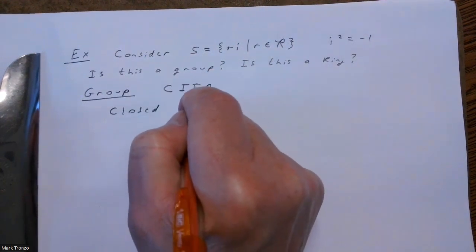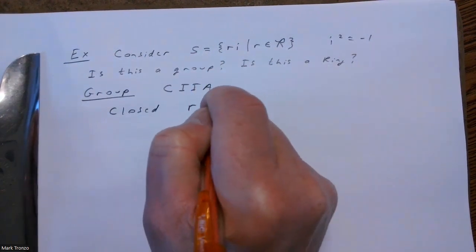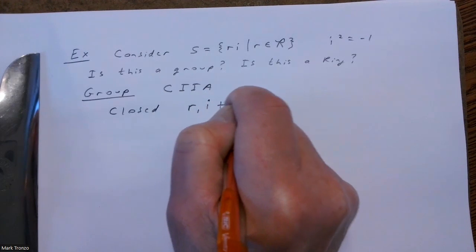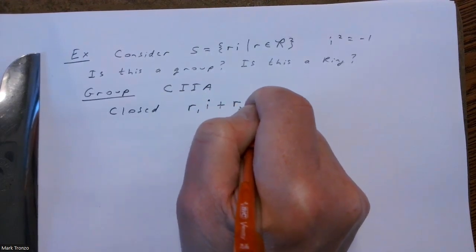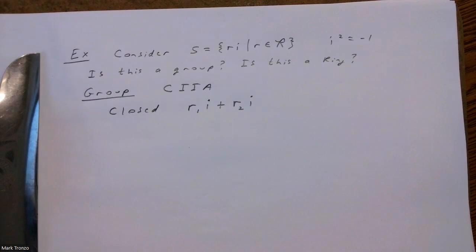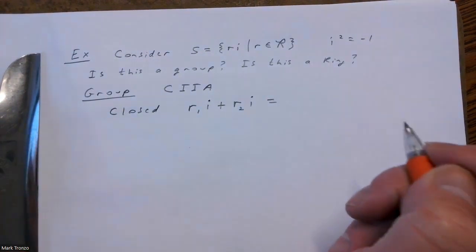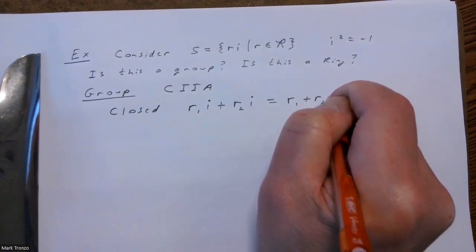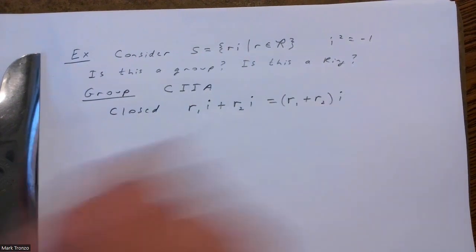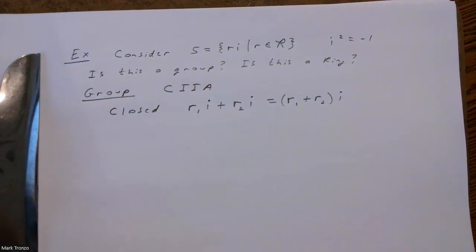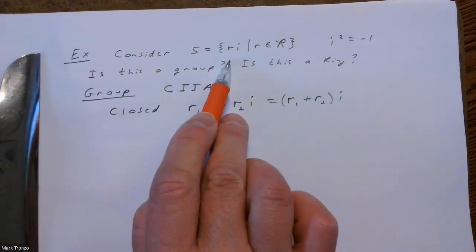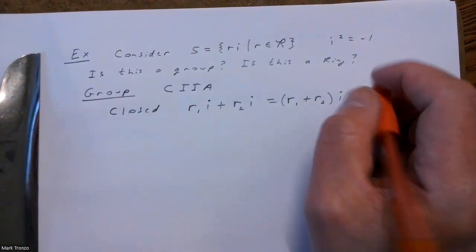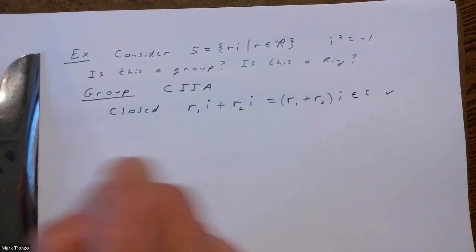So the question is, if we take, say, two typical ones, say, r1 i plus r2 i, then when we add them together, that's going to end up being (r1 plus r2) i. And of course, that's going to be of the same form as we started with. Because we have a real number times i, that would be in the set. So that would be closed.